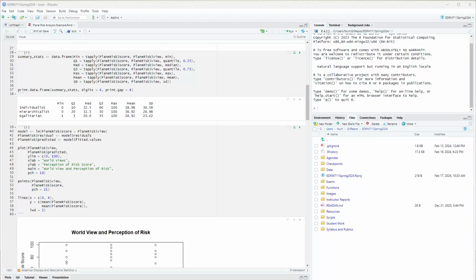Let's call in RStudio and the R notebook that we've been using to look at the data that looks at the perception of risk for the different worldviews. And specifically, I've brought us here to the descriptive statistics that we calculated in an earlier video. And we're going to be focusing, of course, on the means here. So let's suppose that we wanted to compare the mean of the individualist to the mean of the egalitarian. That would be the 38.96 and the 24.92.